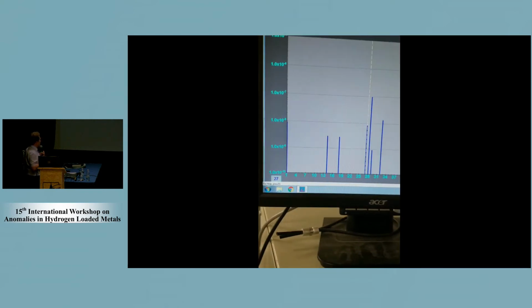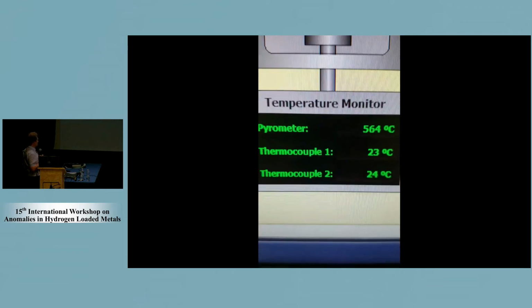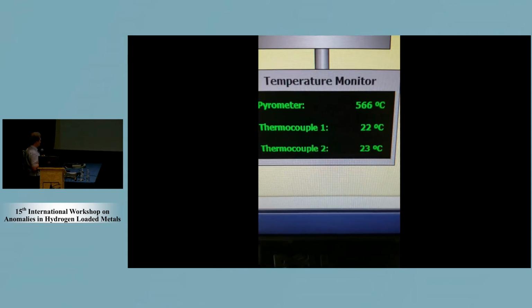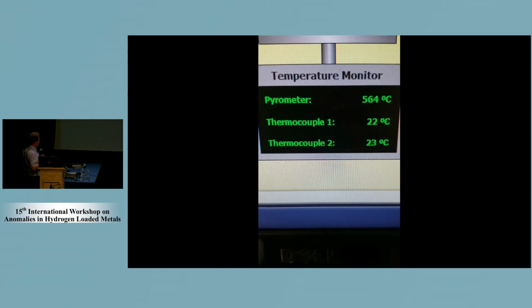No gases in the chamber, confirmed by the RGA. Only the parasitic injected gases are there. And the temperature is 45 degrees above the initial value, even more.